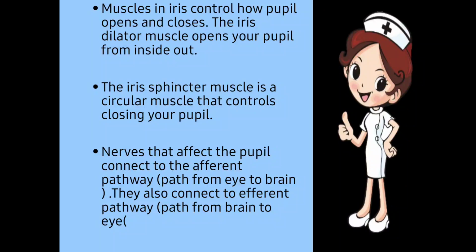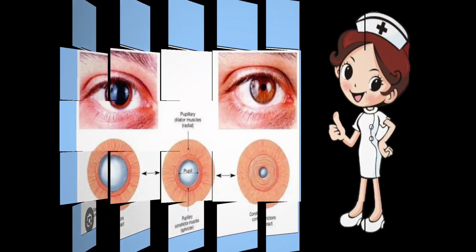The afferent pathway receives the signals from the eye to the brain, and the other one is from the brain to the eye, because if the connection is present properly, then in this way the pupil will respond. All these are the functions of the pupil.